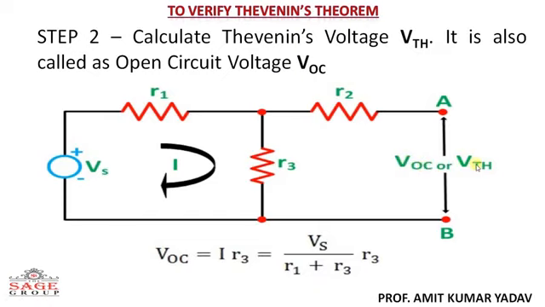Now how can you calculate this VTH? You can use any formula, whatever you feel is better for that particular circuit. For this circuit, for calculating this VTH, right now I am using the voltage division rule and I have simply calculated this VOC. But whatever formula you want to use, you can use. The thing is that the formula must be simple.